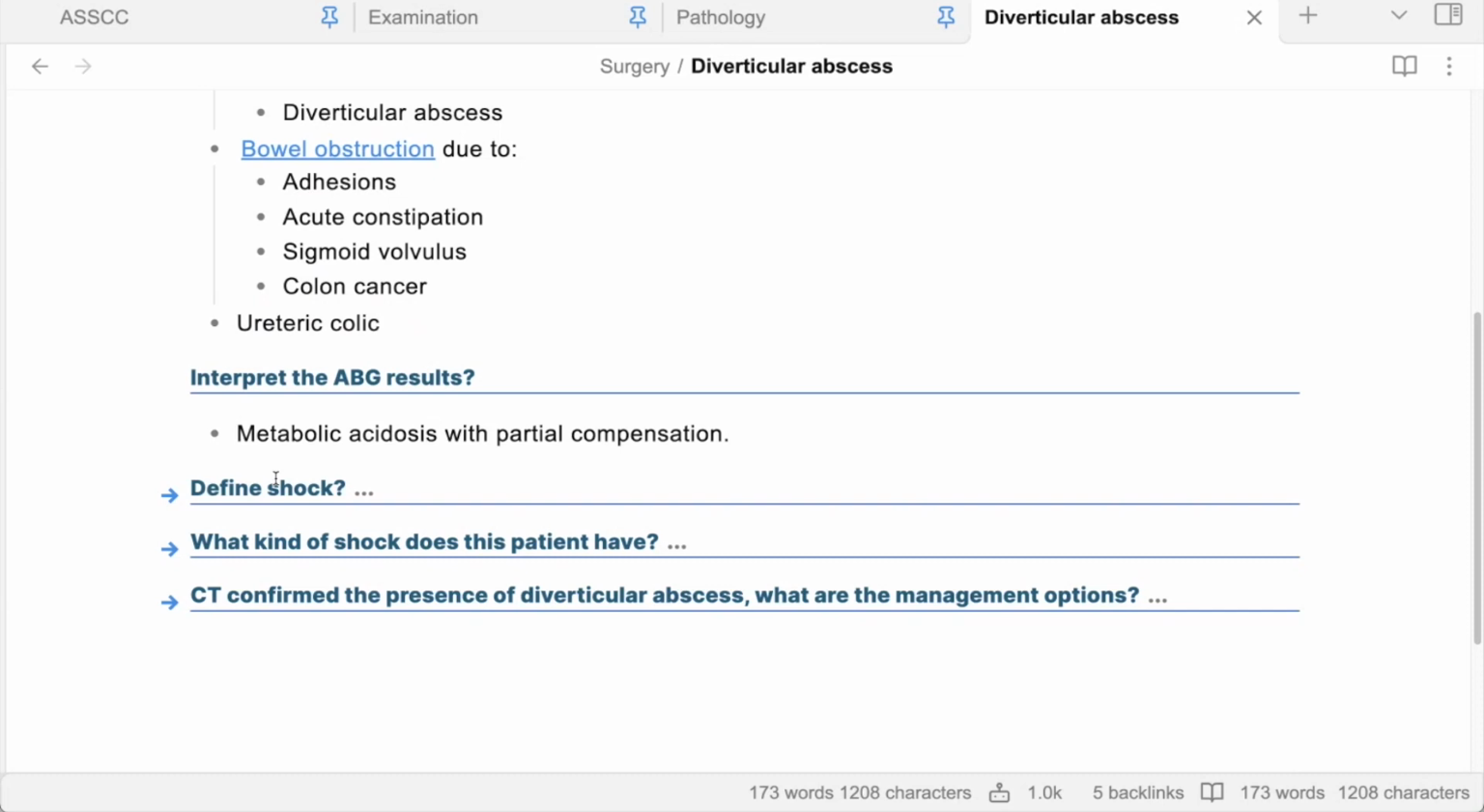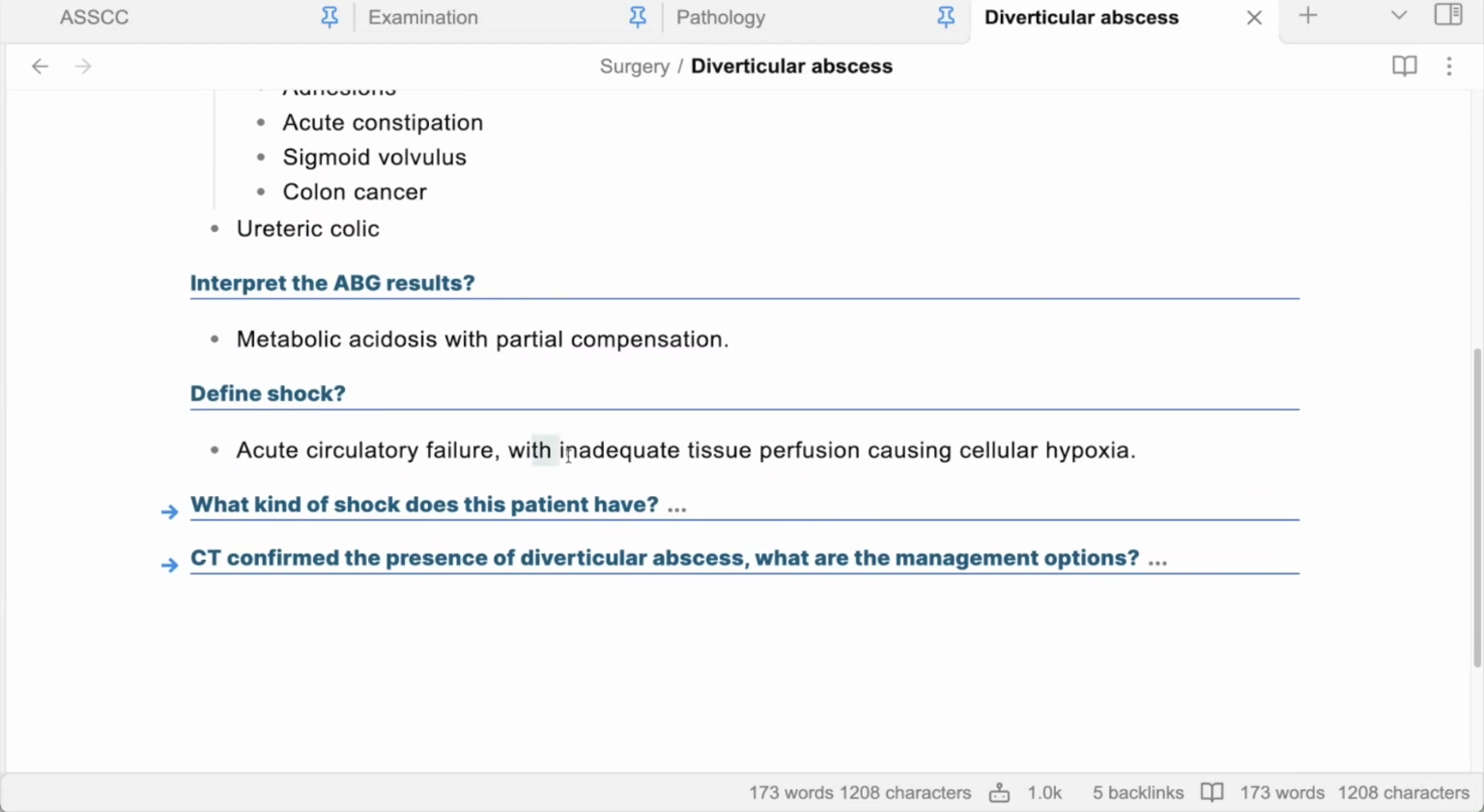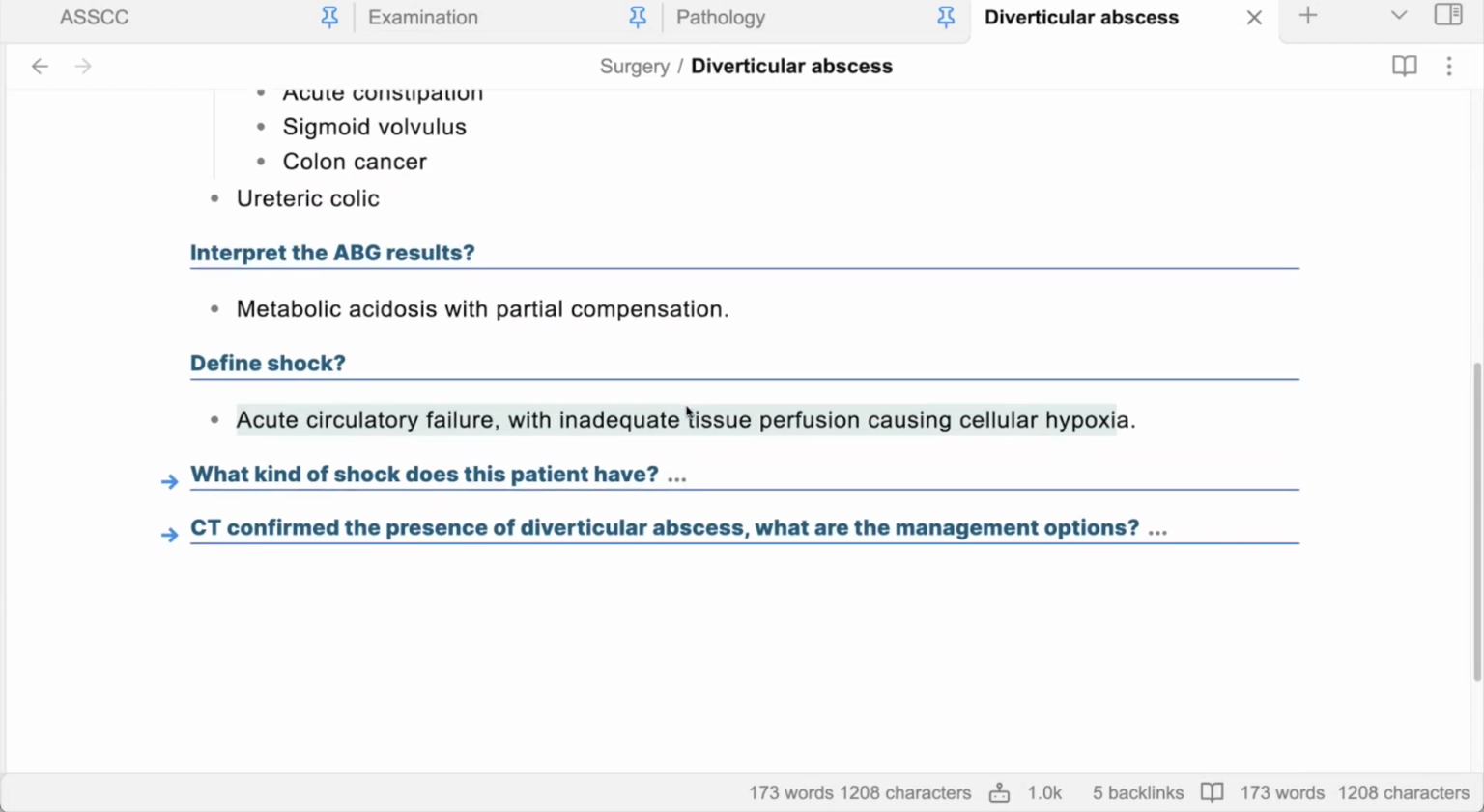Okay, I'm going to tell you one thing here. There are some definitions that you can make up. Like, if I ask you to define diverticulosis, you can make it up. If I ask you to define what familial adenomatous polyposis is, again, you can make it your own way. But shock, you really can't. You need to give the standard definition of shock, because this is very important. That's fine. So shock is acute circulatory failure with inadequate tissue perfusion causing cellular hypoxia. This is the basic definition of shock.